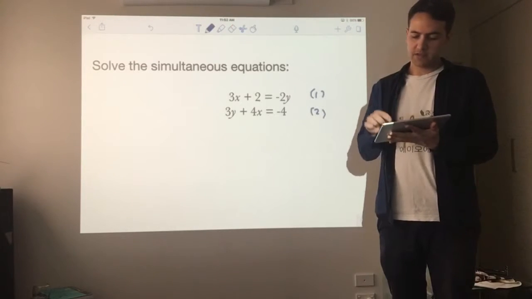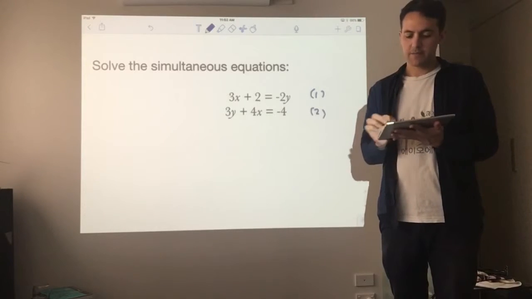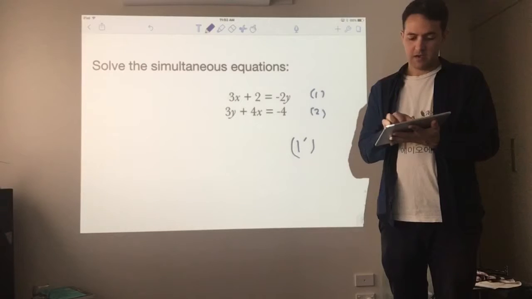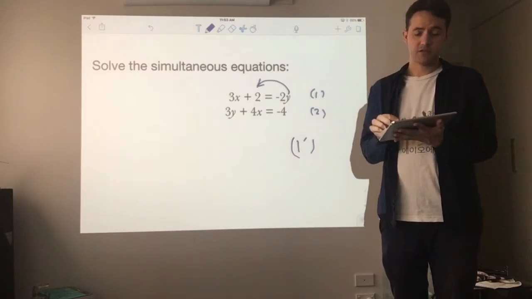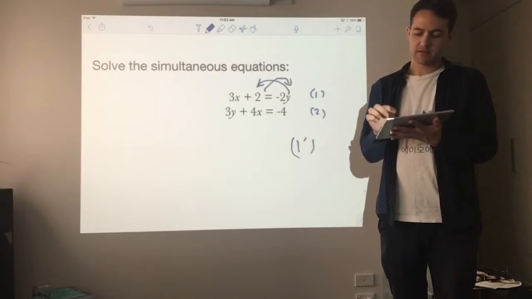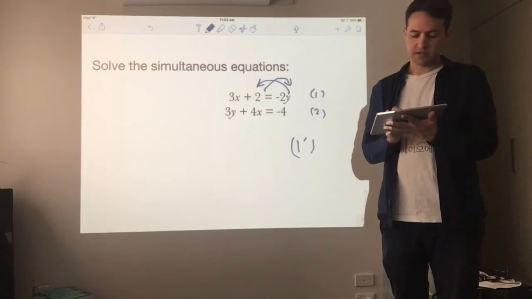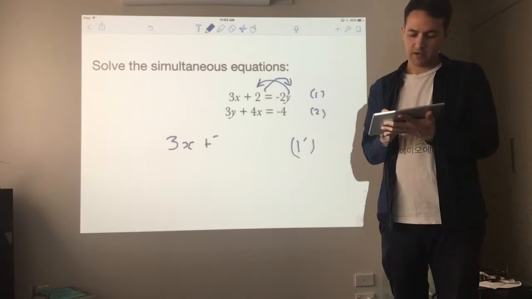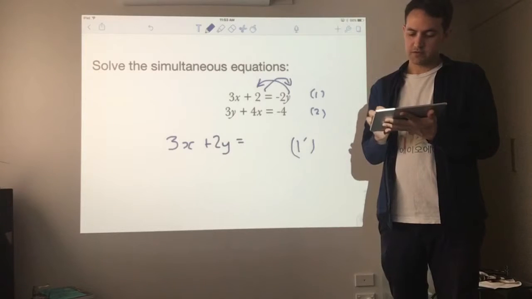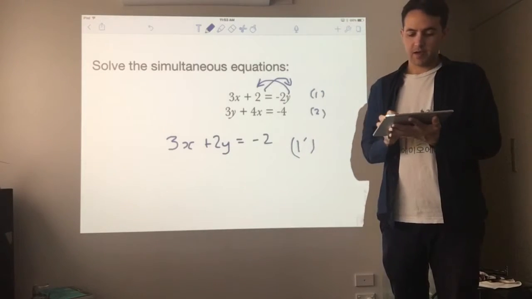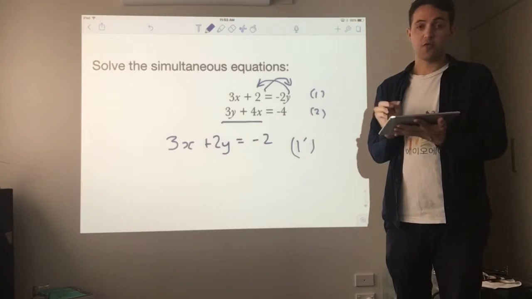So with this first equation, I might rewrite it, and we'll call it 1 dash, why not? And I'm just going to move the y to this side by adding 2y, and I'm going to move the constant to this side by subtracting 2. So I get 3x plus 2y equals negative 2.